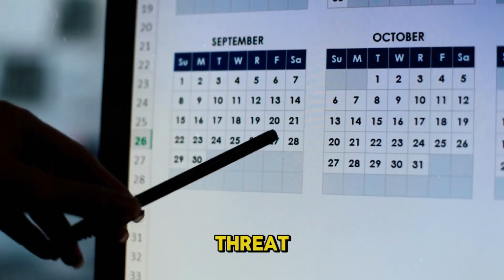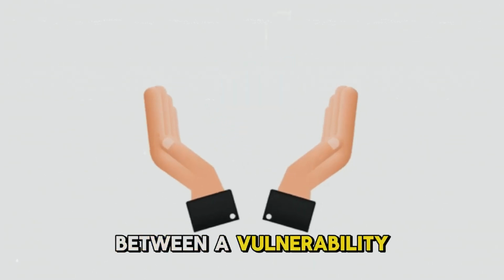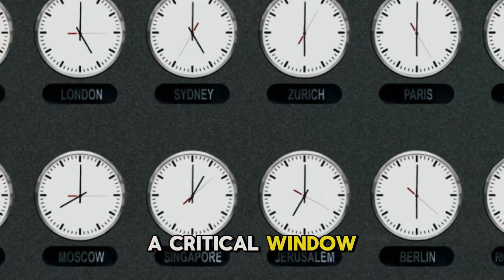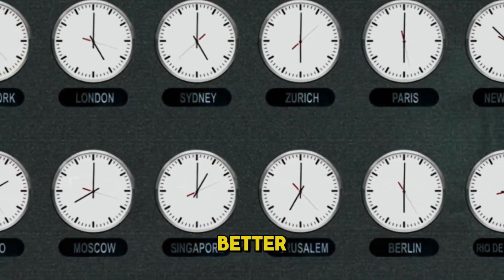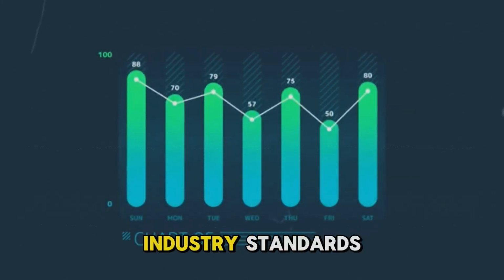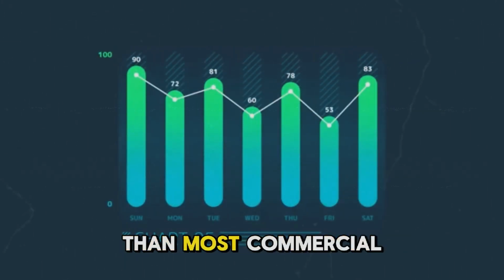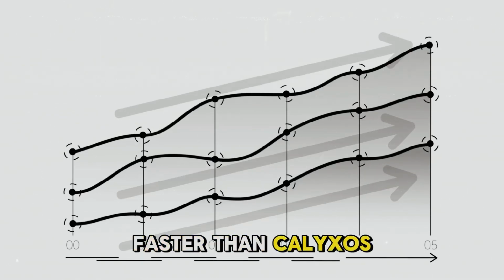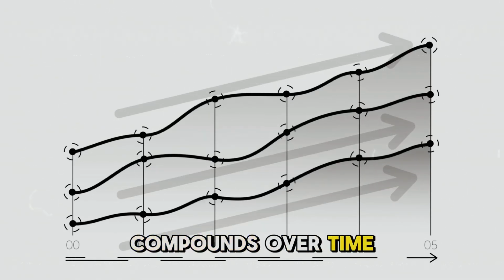For a serious threat model, the gap between a vulnerability being disclosed and a patch reaching your device is a critical window, and faster is better. Neither project is slow by industry standards. Both are faster than most commercial Android OEMs, but GrapheneOS is faster than CalyxOS, and that difference compounds over time.